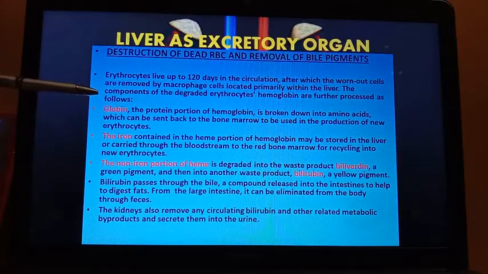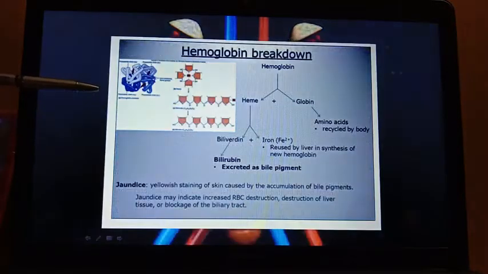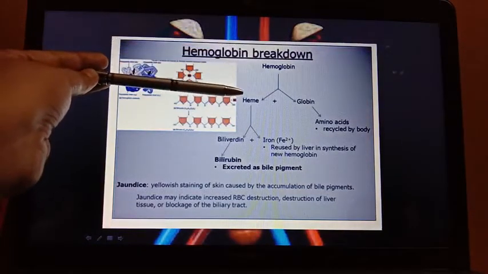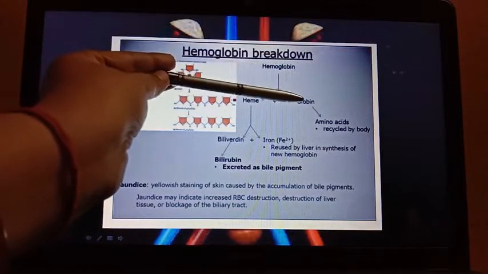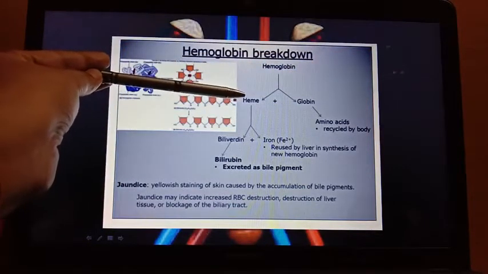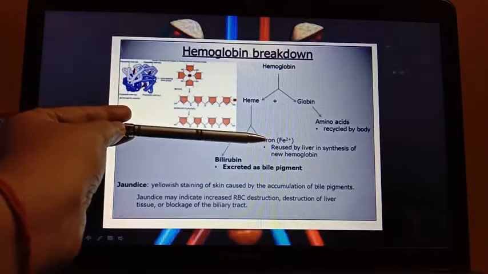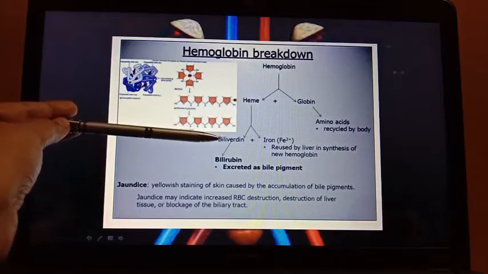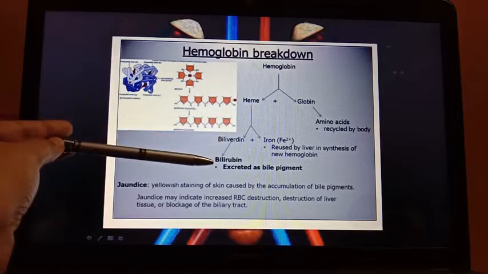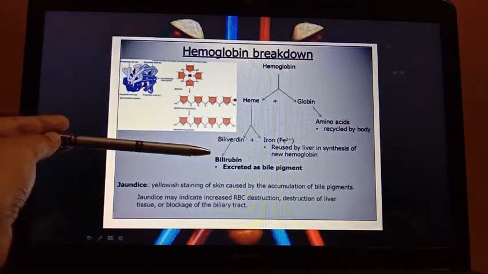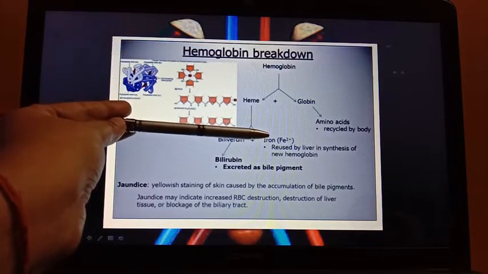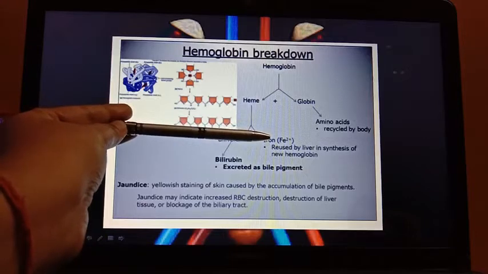Actually, hemoglobin contains two main parts. In this diagram you can understand hemoglobin, which mainly contains two parts. One is heme group, another one is globin protein. So heme group contains one iron, and the non-iron part is converted to biliverdin and bilirubin, which are the bile pigments, and excreted out. And this iron is reused by the liver in synthesis of new hemoglobin.